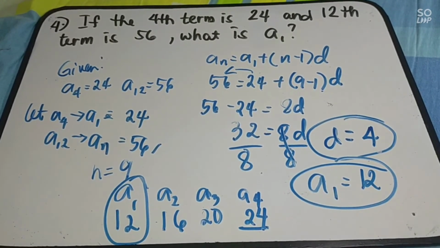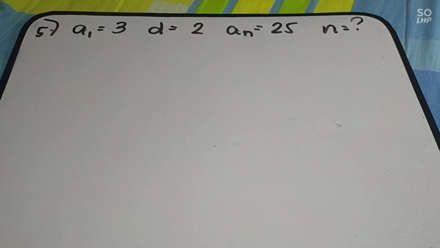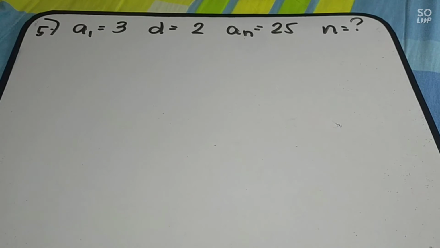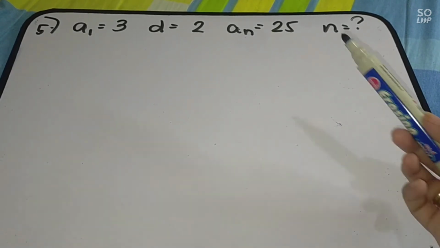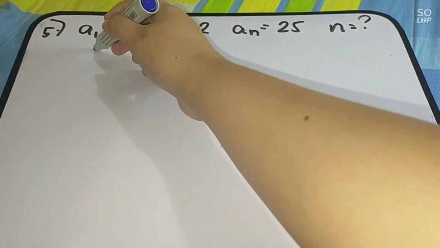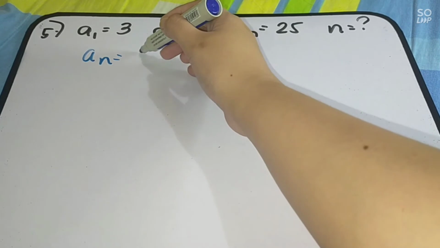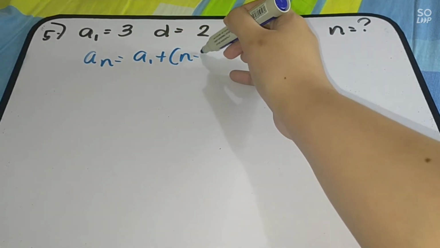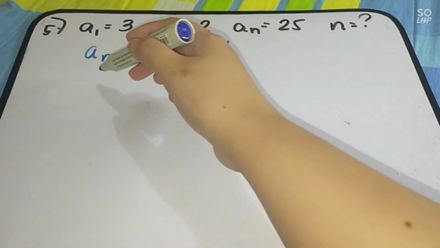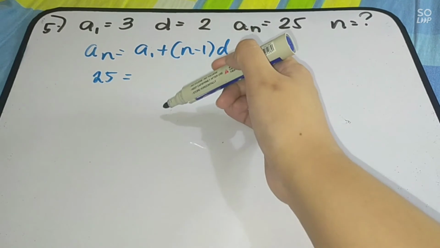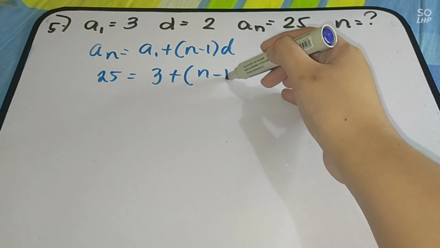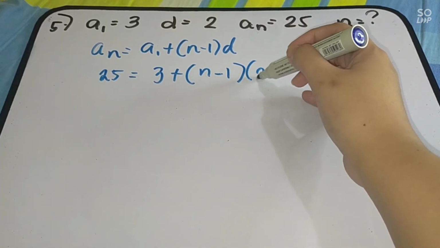Then, let us have the last example. Number 5. A sub 1 is equals to 3, D is 2, A sub n is 25, and you are going to find for n. So, what term is 25? So, we have your formula again. Ayan na tayong given. A sub n is equals to A sub 1 plus quantity n minus 1 multiplied by D. Let us substitute. Our last term, we have here 25 is equal your first term, we have here 3 plus then the number of terms is missing, so n minus 1 multiplied by the common difference, which is 2.